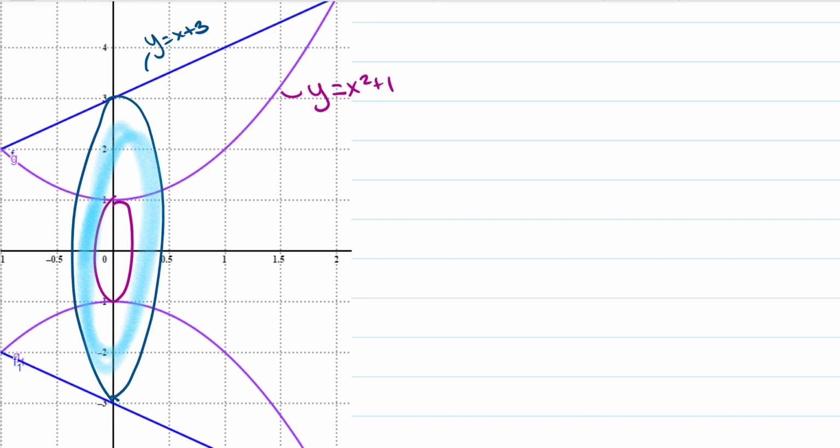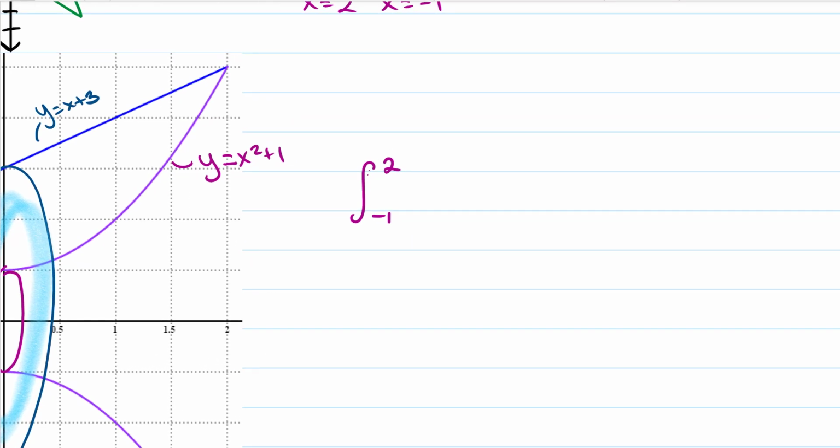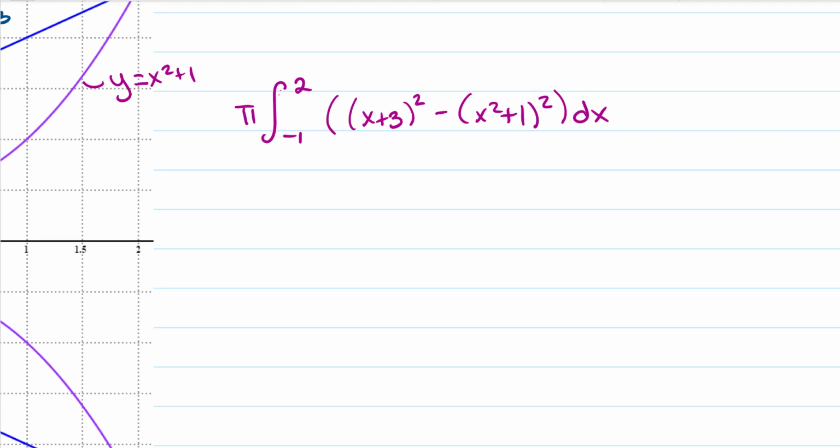So our integral is going to be from negative 1 to 2, and this comes from our intersection points, times pi, and then our inner radius is going to be x squared plus 1, and our outer radius is x plus 3. So we get x plus 3 squared minus x squared plus 1 squared dx. And if this was on a calculator portion of the test, you could just plug it in a calculator, but we're going to go ahead and solve it by hand.